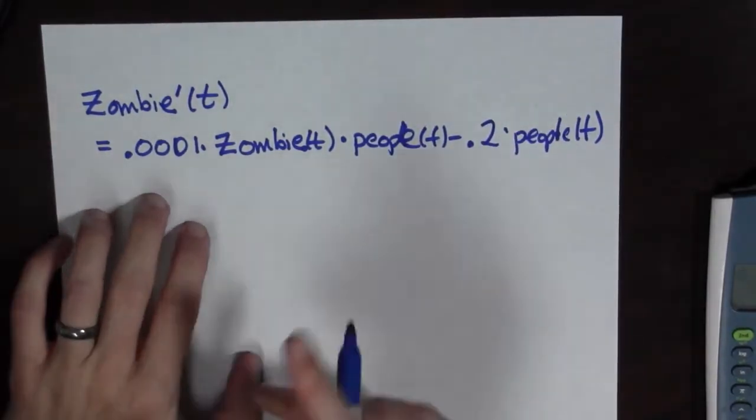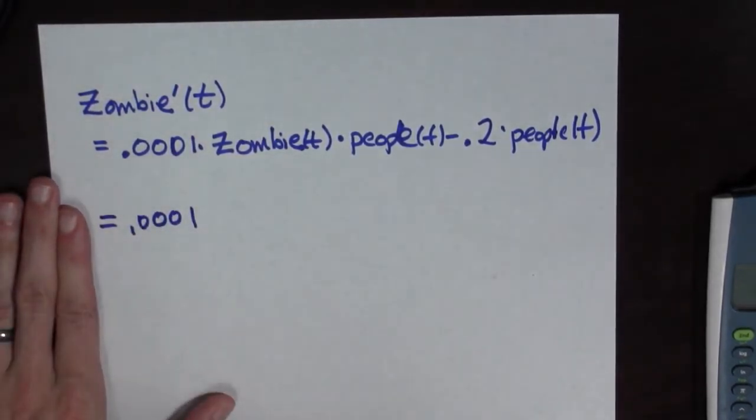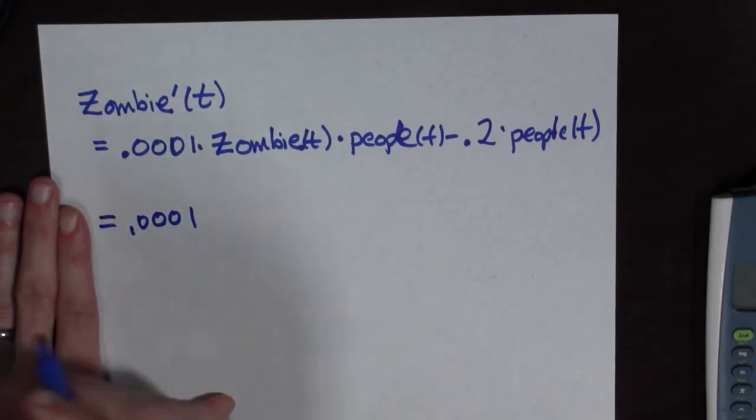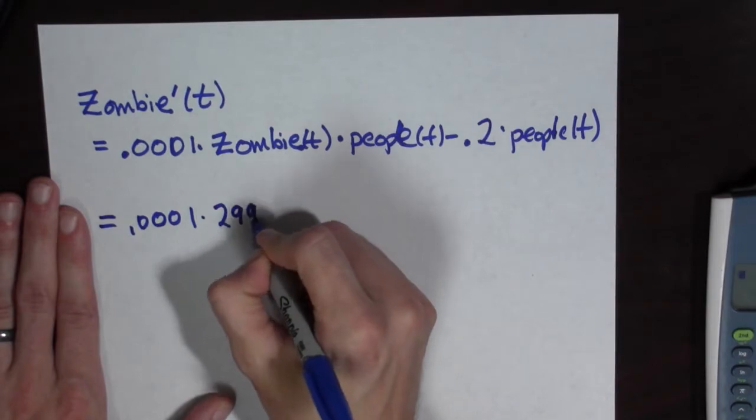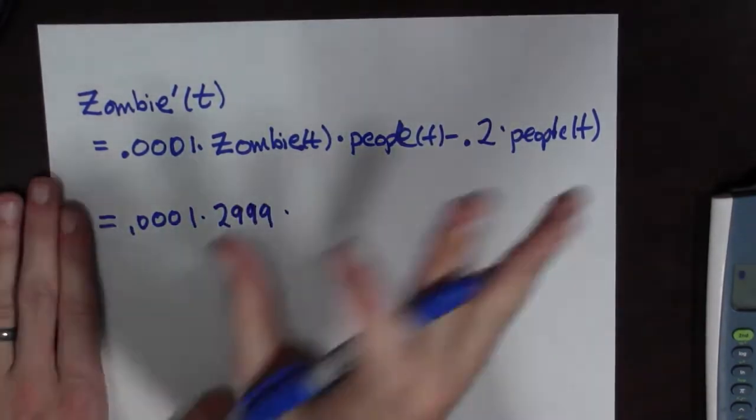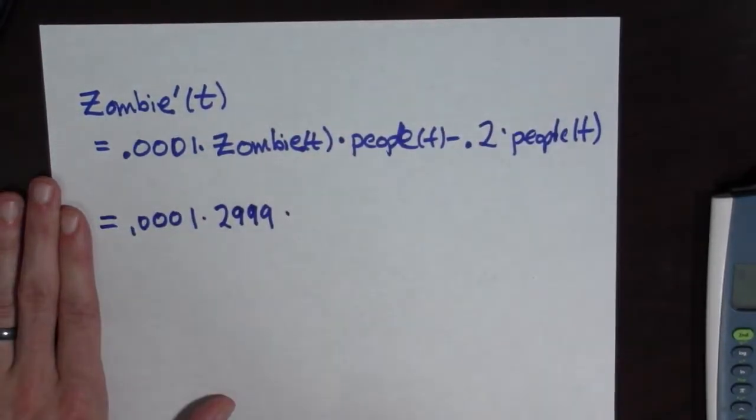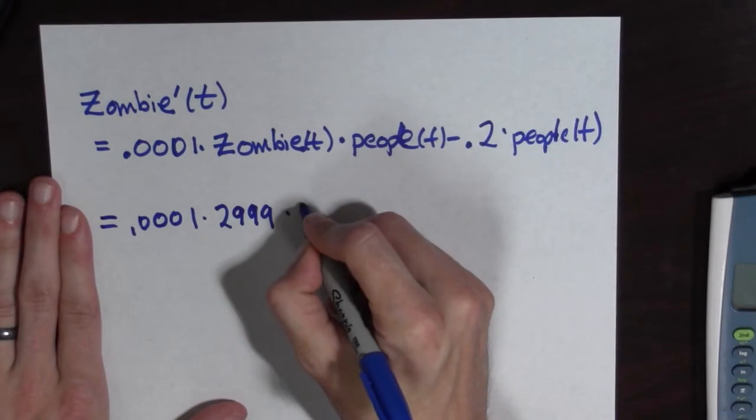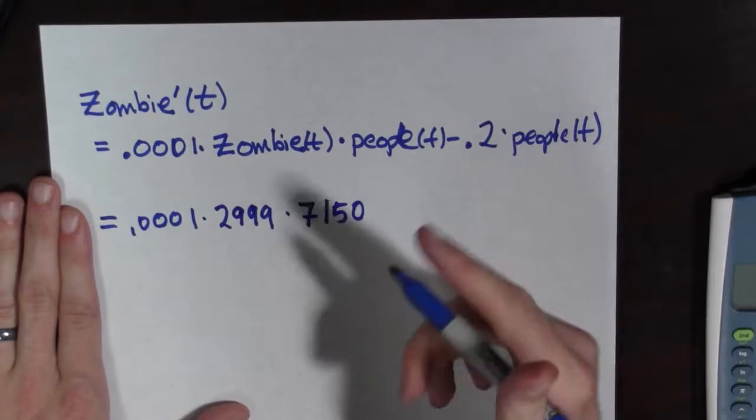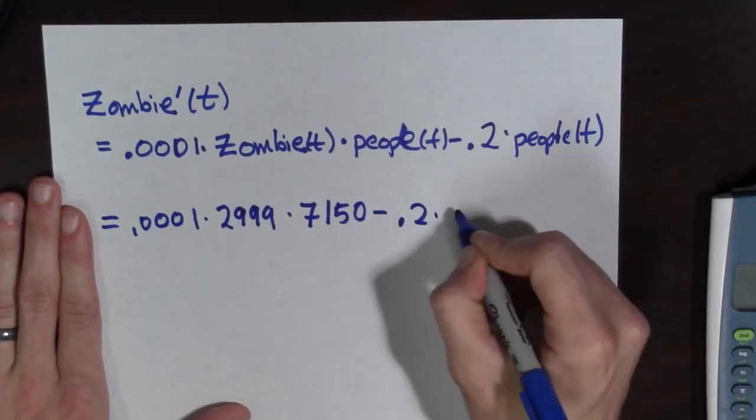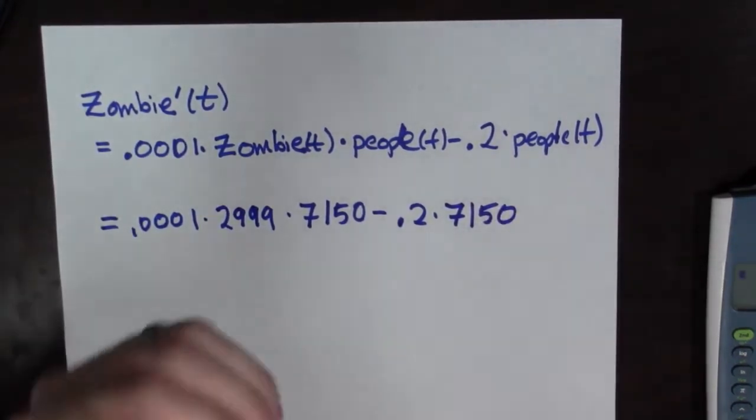Well, it looks to me like there's basically 2,999 zombies out there. I know. I've got an eye for numbers, people. Let me just tell you. And it looks to me like there's 7,150 people out there. That sounds pretty good. Lots of people. Minus 0.2 times 7,150. Right now, this is the number that's out there.